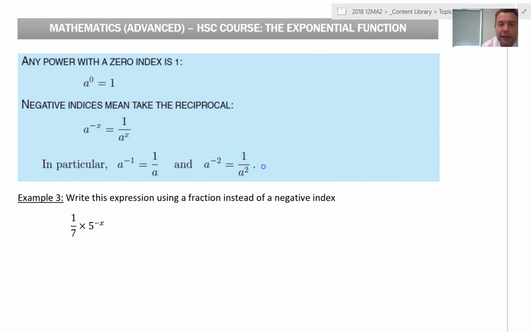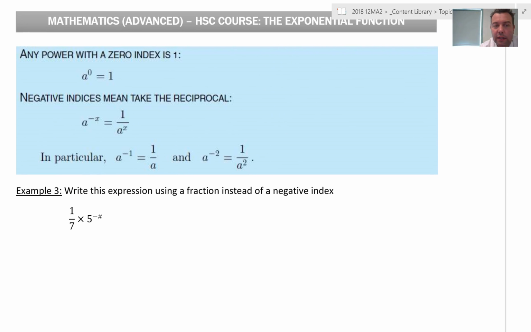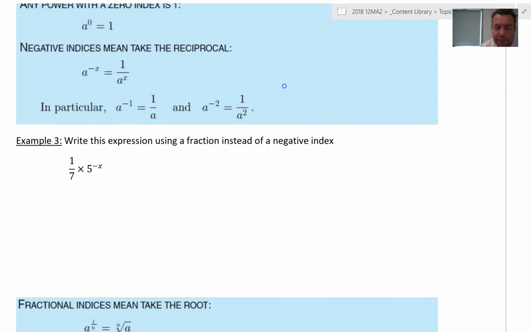Now, a 0 index is equal to 1, pretty much. 0 to the 0, who knows, it's complicated. But anything else, any variable to the power of 0 equals 1. And a negative index is the same as the reciprocal of the positive. So a to the negative x is 1 over a to the x. Okay, 1 over. Very good.